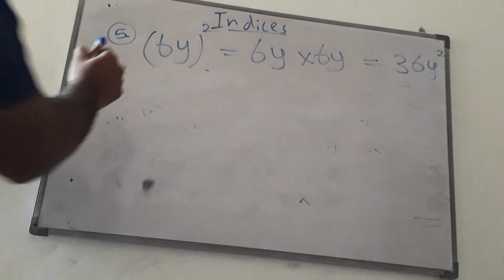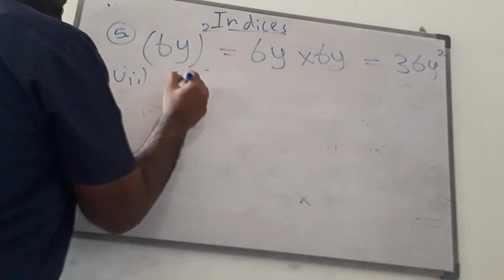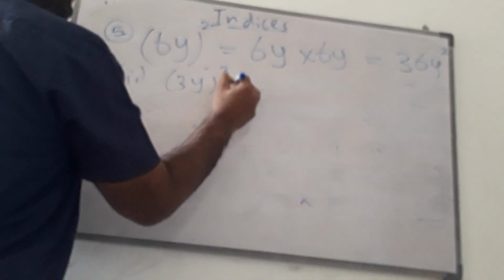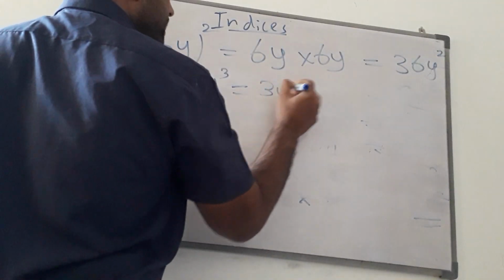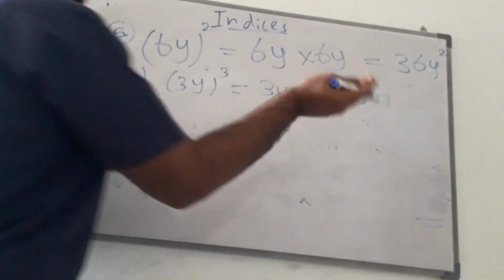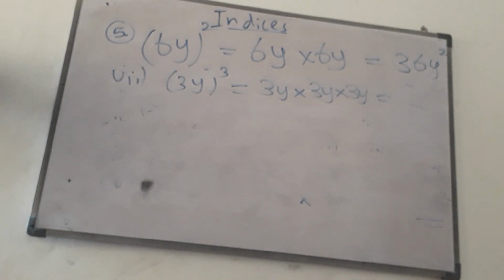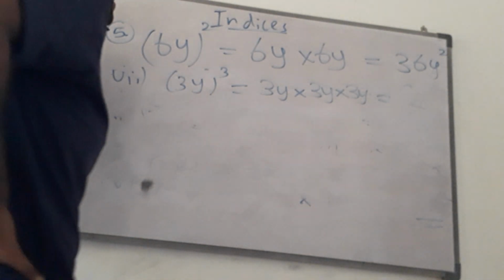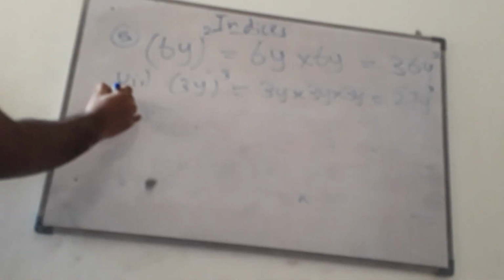Next is 3y altogether cubed. That means 3y times 3y times 3y. 3 times 3 times 3 means 3 to the power 3. That means 3 times 3, 9, 9 times 3, 27. 3 to the power 3 means 27. Y by itself 3 times means y cubed, or y to the power 3.